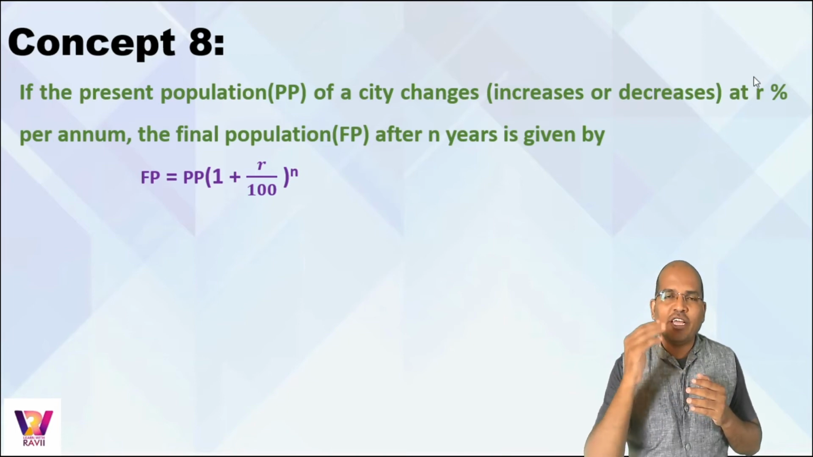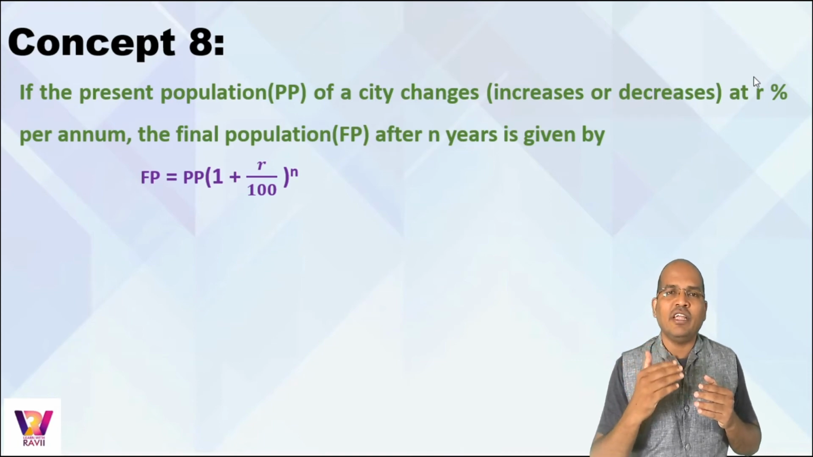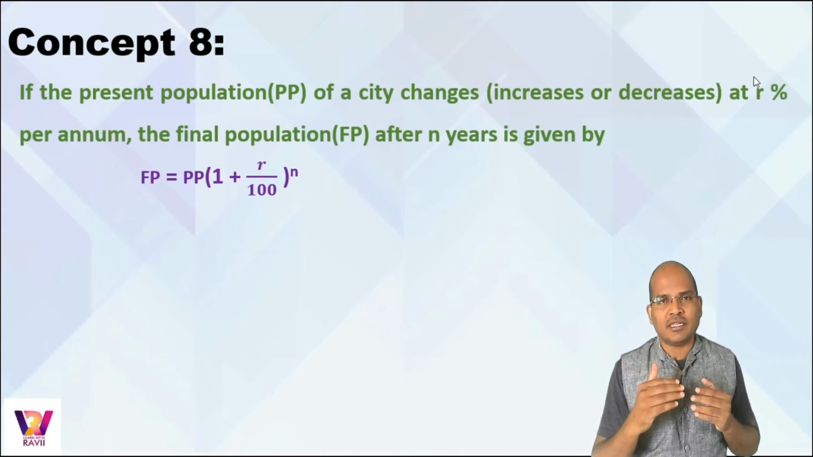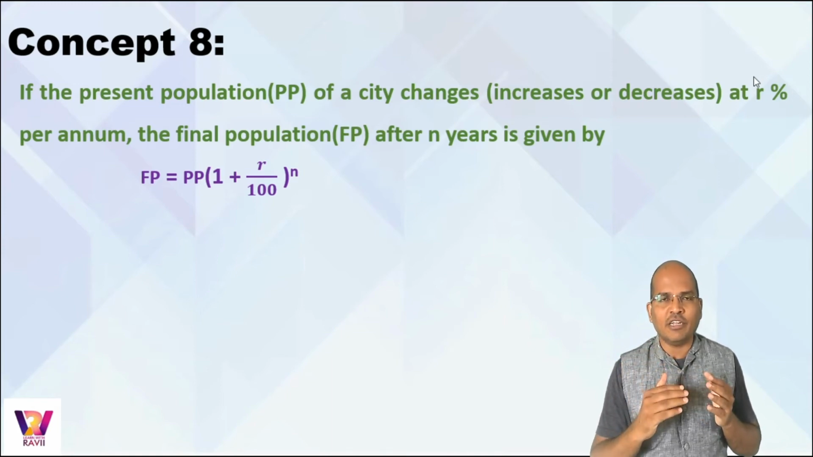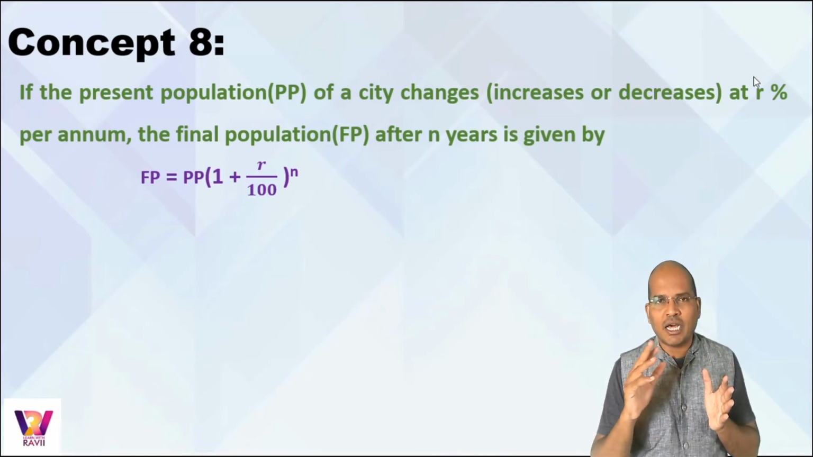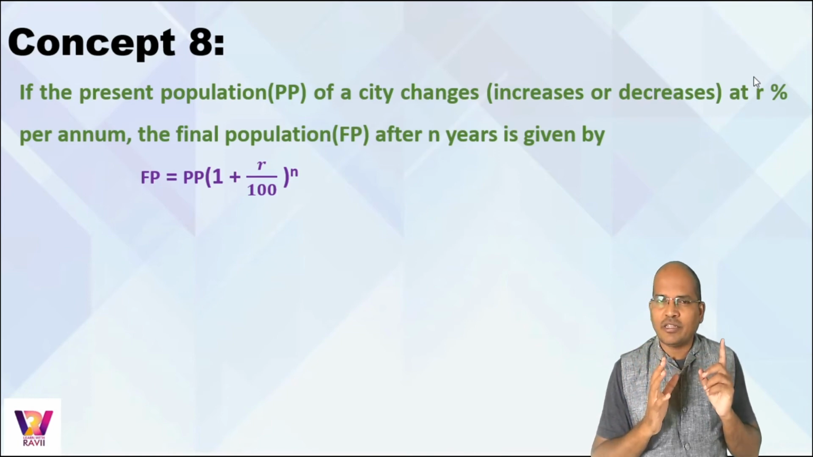If it increases every year constantly, then we say it as plus R. If it decreases every year constantly, then we say it as minus R. The value of R is positive if it is increasing, and it is negative if it is decreasing. So plug in the value as FP is equal to PP times (1 plus R by 100) whole power n. This is similar to your compound interest, right?